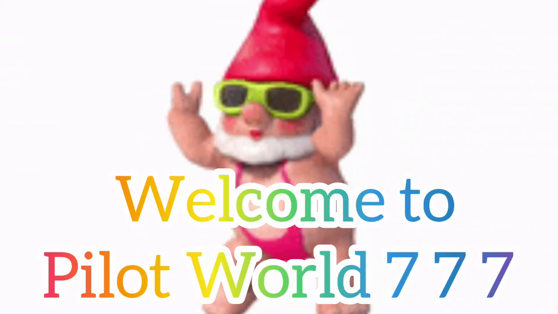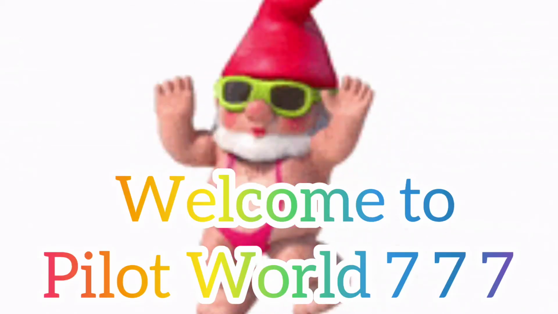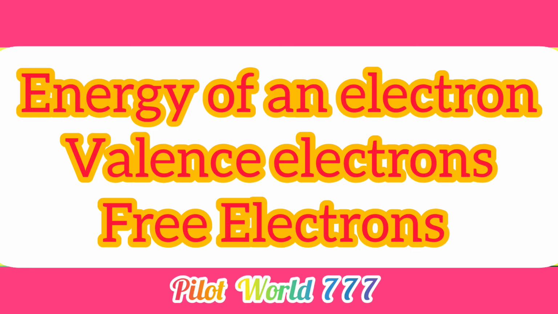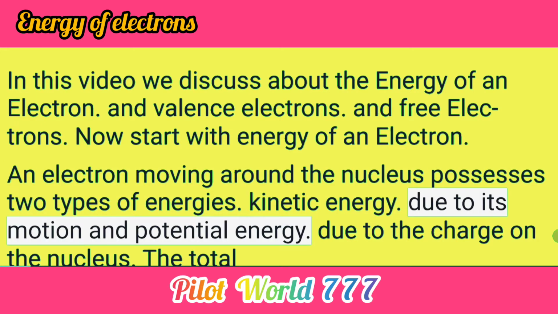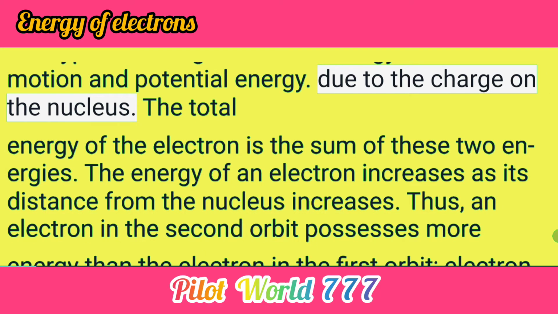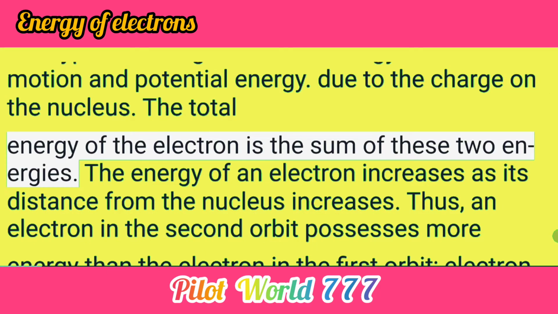An electron, and valence electrons, and free electrons. Now start with energy of an electron. An electron moving around the nucleus possesses two types of energies: kinetic energy, due to its motion, and potential energy, due to the charge on the nucleus. The total energy of the electron is the sum of these two energies.